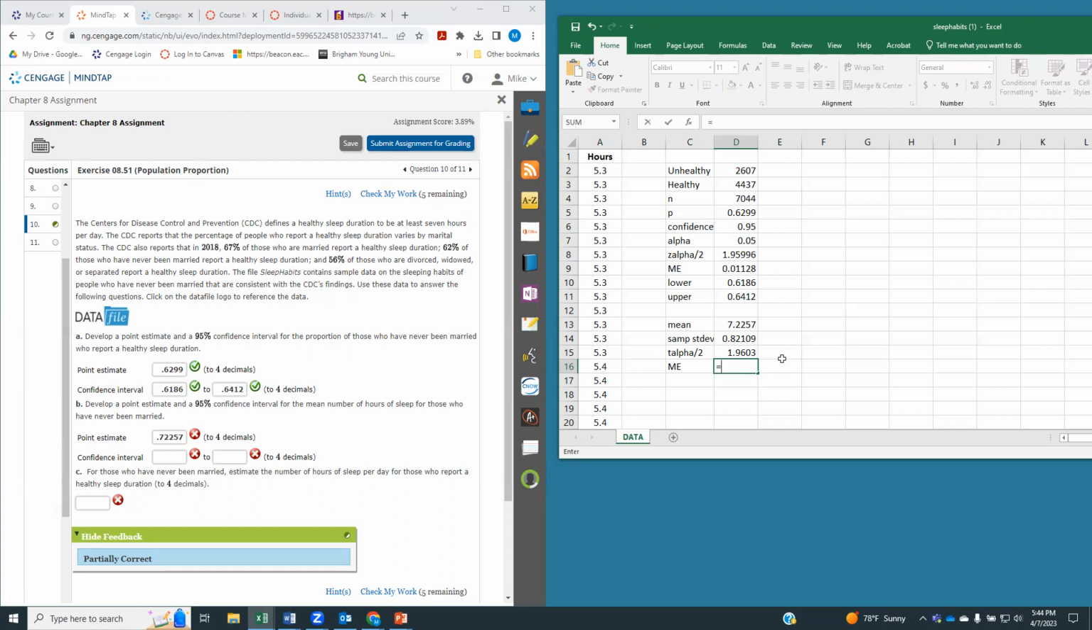So it is that one times our sample standard deviation divided by the square root of n. There's our margin of error. And so now our lower is going to be our mean minus our margin of error, and our upper will be our mean plus our margin of error.